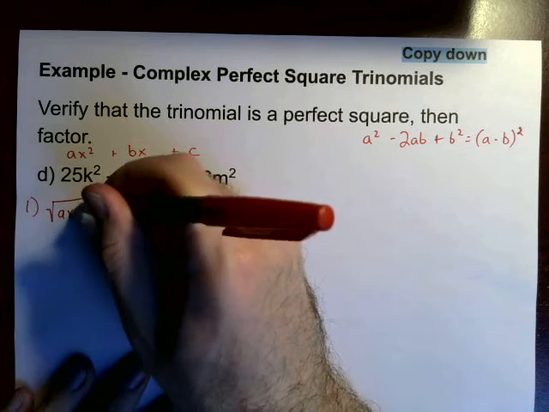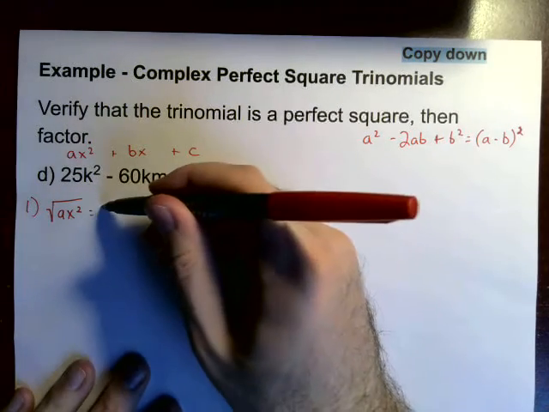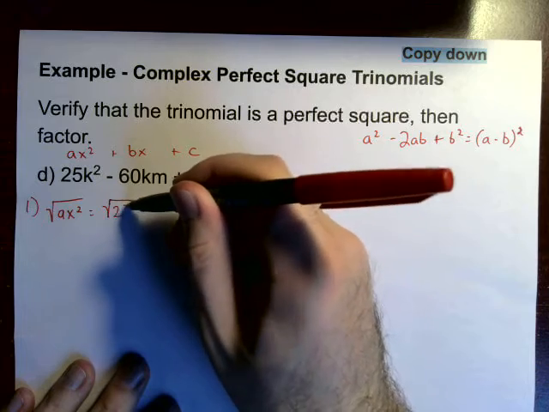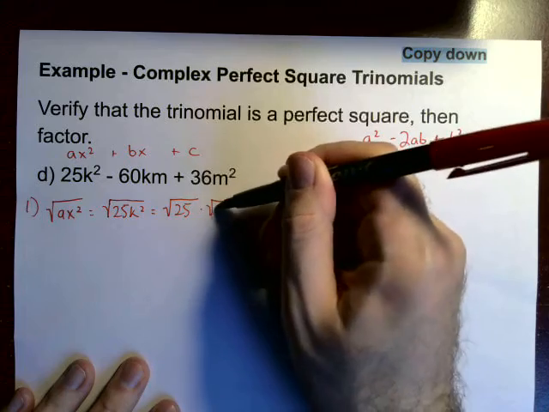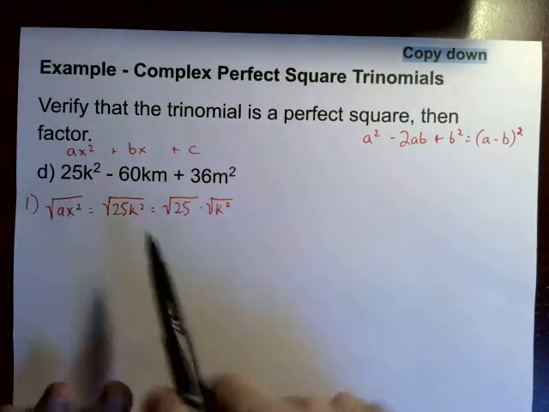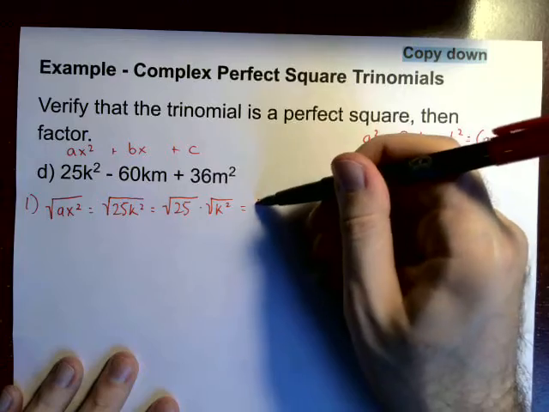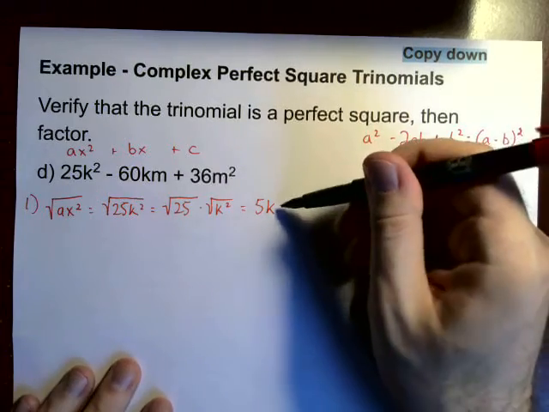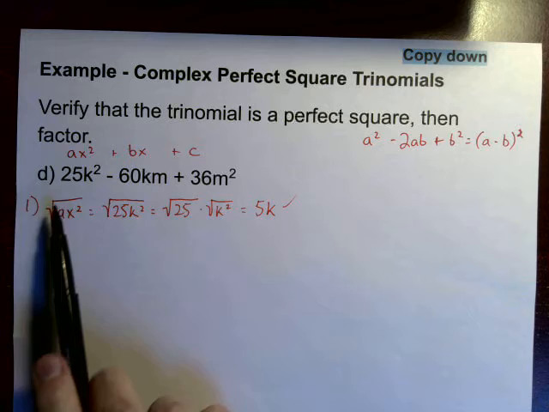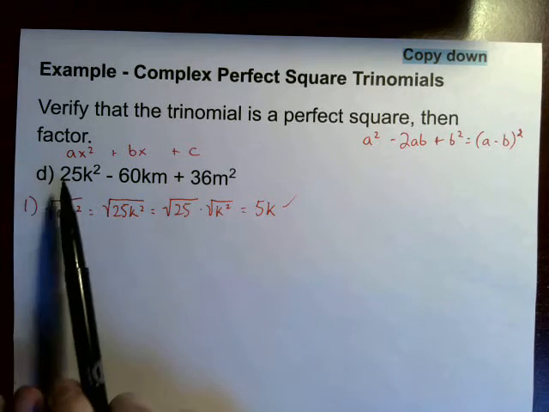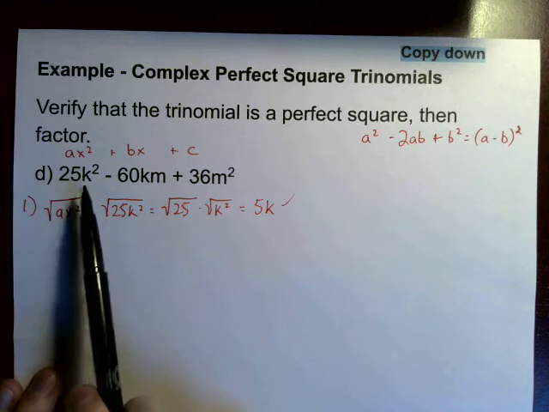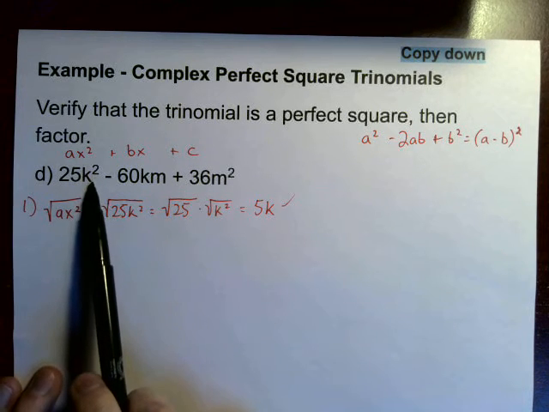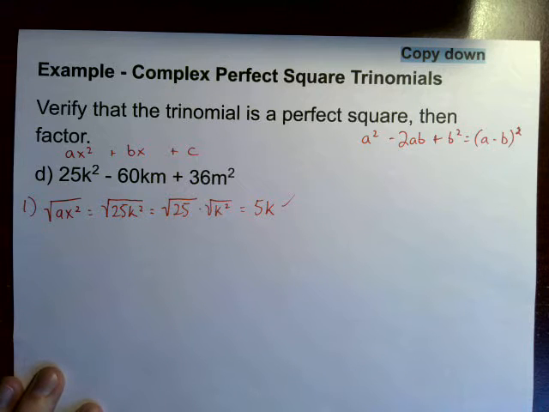So let's check that. The square root of ax squared, in this case, is the square root of 25k squared, which is the square root of 25 times the square root of k squared. And again, this is just the proof. We know that this is going to be 5k, so that is a perfect square. You can also just ask yourself as a shortcut, is the coefficient a perfect square? Yes, 5 squared is 25. And does the variable have an even degree? Yes, it does, because 2 is an even number. So therefore, we know it's a perfect square.